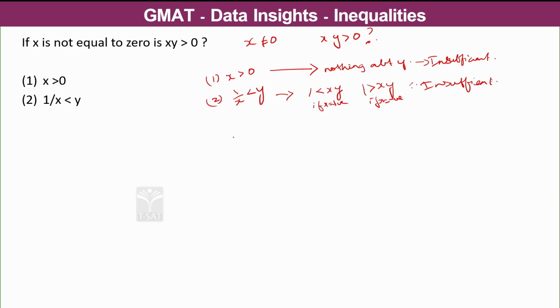Now, let us see both combined, 1 plus 2 combined: x is greater than 0 and 1 by x is less than y. If x is greater than 0, then definitely you can say that xy is greater than 1, because you are multiplying both sides by a positive number, so the inequality remains the same. If xy is greater than 1, definitely it is greater than 0 also. So, yes, you can answer the question. Therefore, this is sufficient to answer the question.